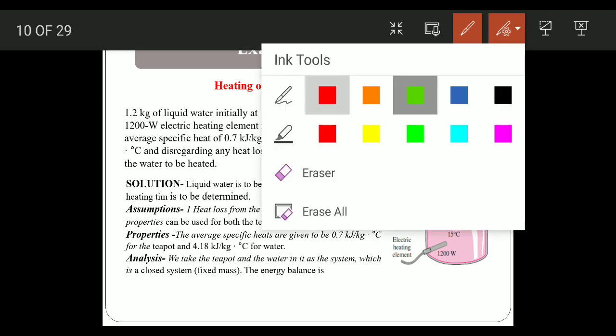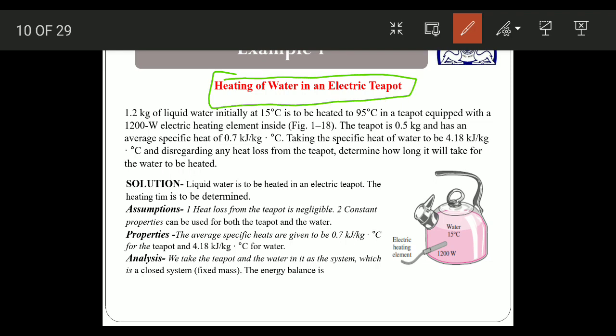Now let us take the example of heating of water in an electric teapot. Let us consider this is an electric teapot. Very simple question. Let us read the question first. 1.2 kg of liquid water initially at 15 degrees Celsius is to be heated to 95 degrees Celsius in a teapot. That means there is water initially at a temperature of 15 degrees Celsius, and 1.2 kg of water is given, the mass is given. We have to heat it up to 95 degrees Celsius with the help of a 1200 watt electric heating element inside this teapot. We have to increase the temperature of the water from 15 degrees Celsius to 95 degrees Celsius.